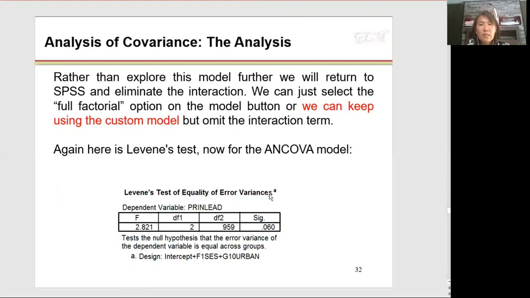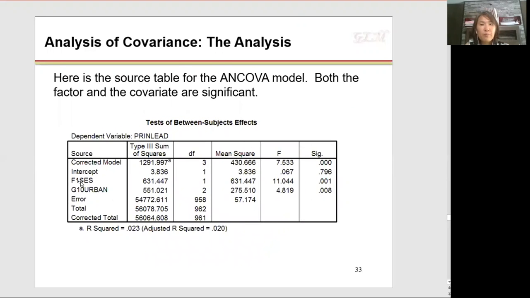Again, here is Levene's test now for the ANCOVA model. So Levene test for homogeneity. Okay, this is larger than the p-value, so we are okay with the homogeneity assumption. The continuous variable and the grouping factor, both of them are statistically significant. Good. R square is 0.023 and adjusted R square in this multiple regression is 0.02. Okay, so you need to report adjusted R square, but this is very tiny. Just 2%.